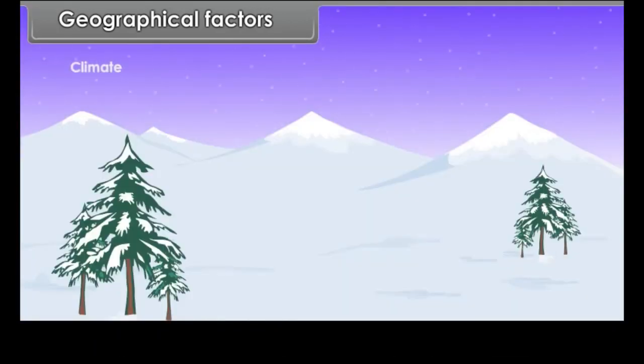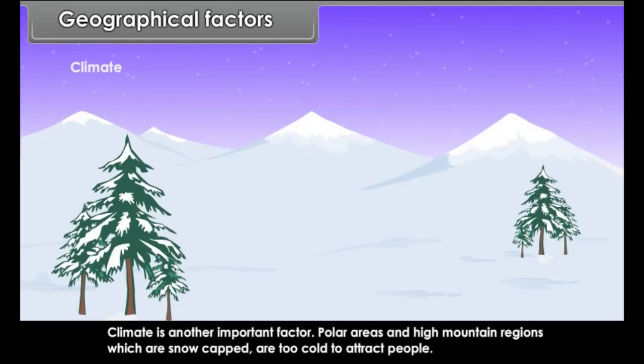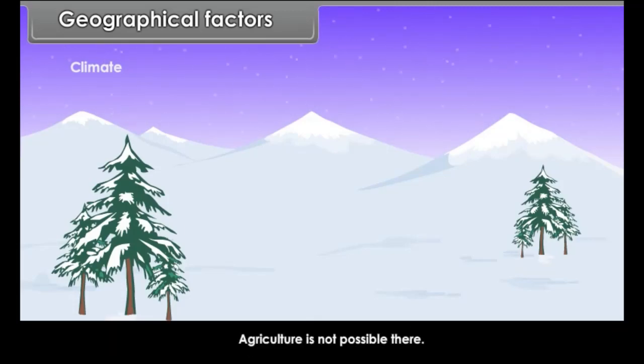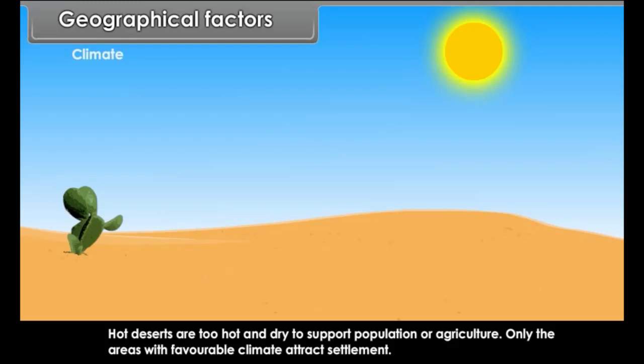Climate. Climate is another important factor. Polar areas and high mountain regions which are snow-capped are too cold to attract people. Agriculture is not possible there. Hot deserts are too hot and dry to support population or agriculture. Only the areas with favorable climate attract settlement.